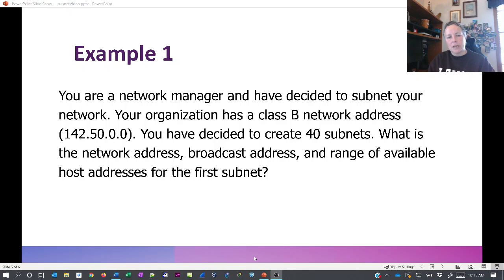What we do have is the last 2 octets, or 16 bits, to work with to break up our subnets and hosts. You decided that with your network organization, your physical network, you decided to create 40 subnets.